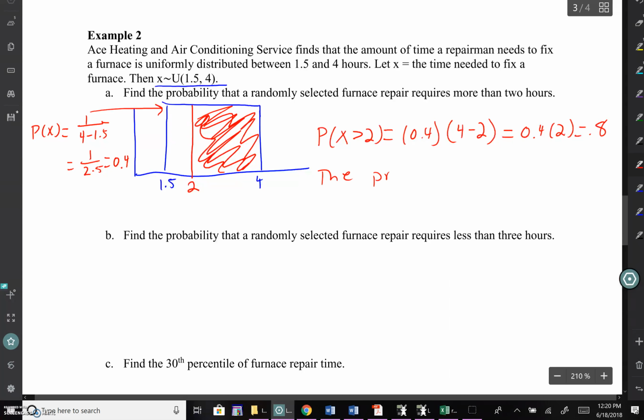So the probability a furnace repair requires more than 2 hours is 80%.